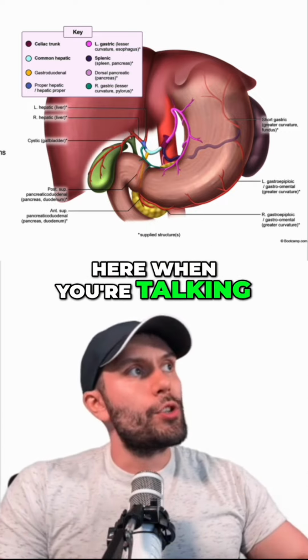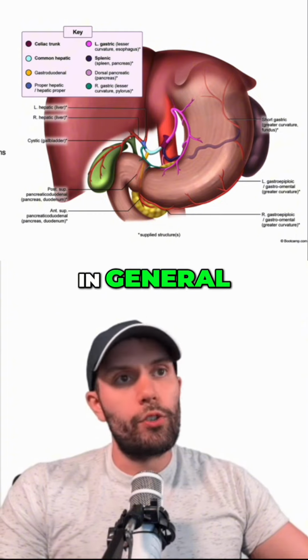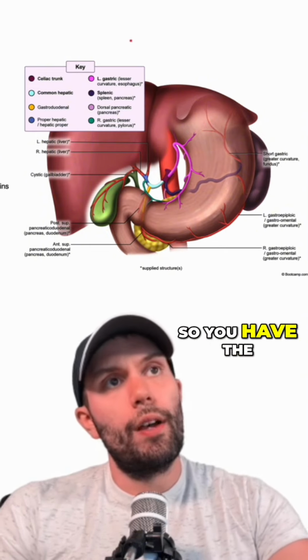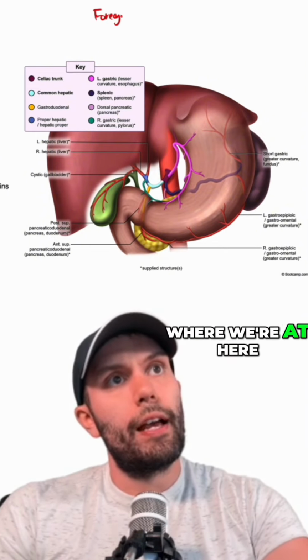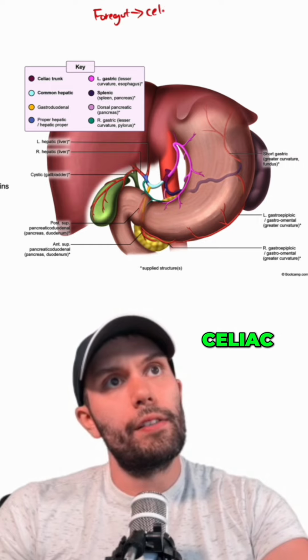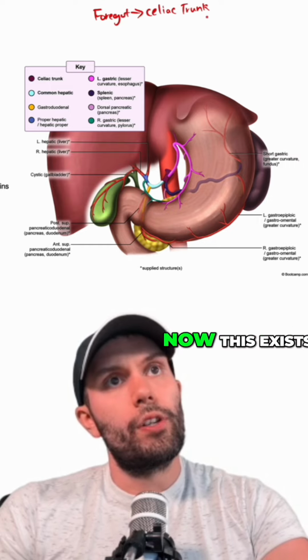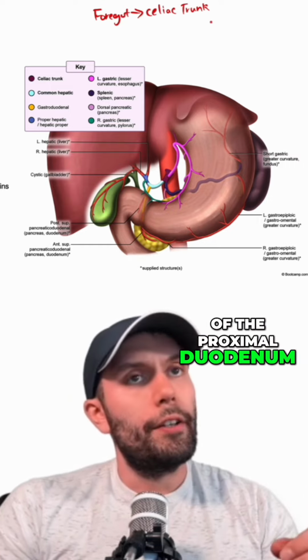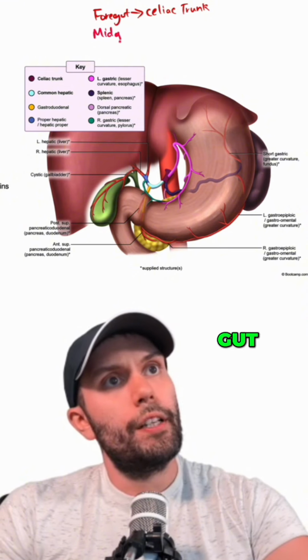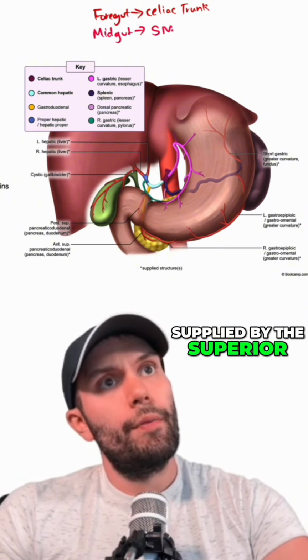Just taking a step back here, when you're talking about the arterial structure to the GI tract in general, you really have three major structures. You have the foregut, okay, which is kind of where we're at here, which is primarily supplied by the celiac trunk. Okay, so that's the topic of this discussion. Now, this exists up until kind of the proximal duodenum, at which point we start to transition into the midgut, which is primarily going to be supplied by the superior mesenteric artery.